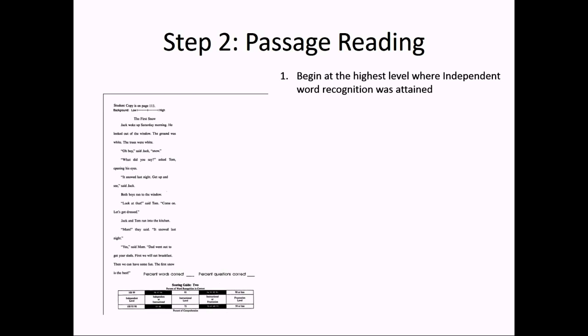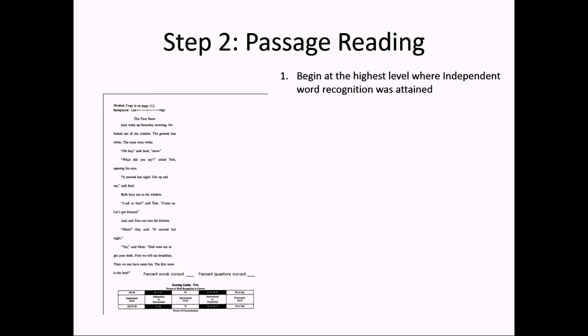Okay, so there are 100 words in most of the passages. The very first pre-primer one has 50 words, so you would count 2 points off for each error. The rest of the passages have 100 words. So you count off 1 point per each reading miscue or error.